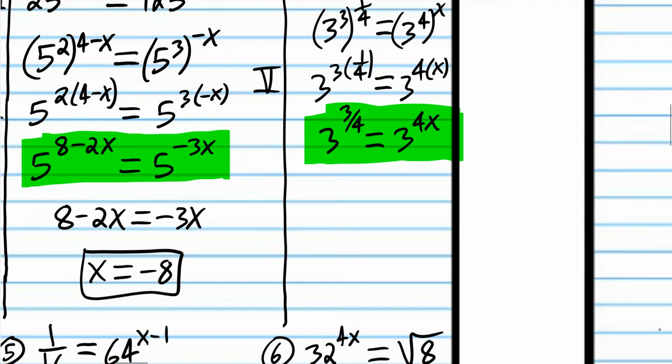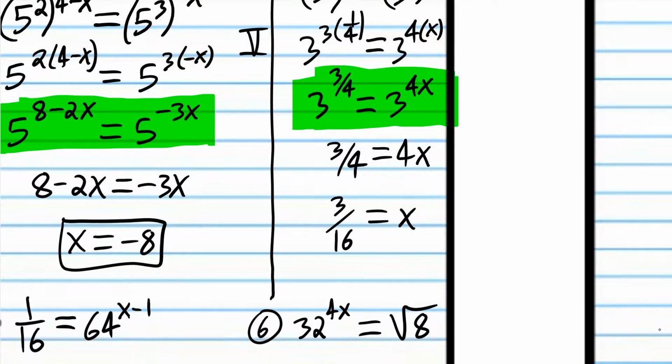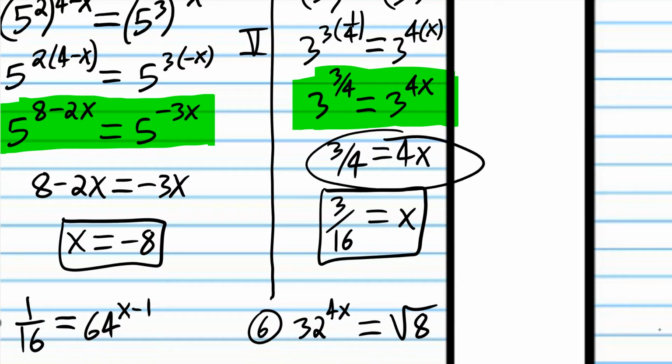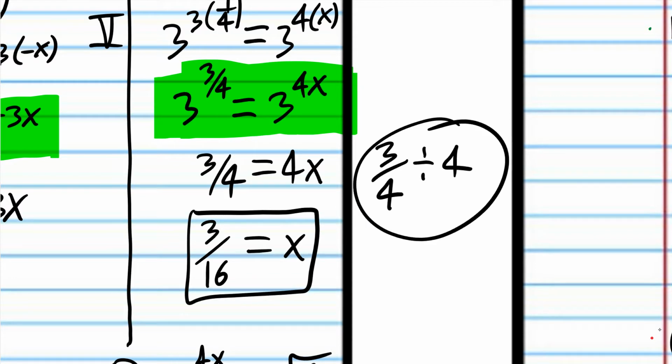Because a lot of students have trouble with those problems. So now we can get rid of those bases, and we're left with 3/4 is equal to 4x. Divide both sides by 4, and x is equal to 3 over 16. A lot of students have trouble with this step also. So you have 3/4, and we're dividing both sides by 4, so it's 3/4 divided by 4. That's what we're trying to calculate.